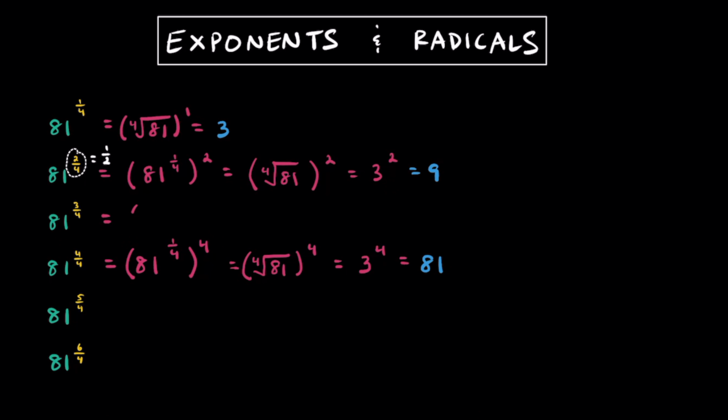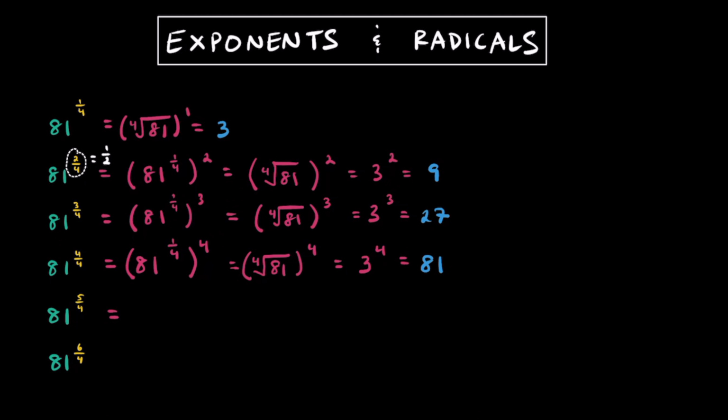Now let's look at this 81 to the 3/4 power. Again, let's rewrite it as 81 to the 1/4 power, but then raise it to the 3rd power. Okay, so 81 to the 1/4 power, that's really just the fourth root of 81, and we can raise that to the 3rd power. So the fourth root of 81, as we've done a few times now, is equal to 3. And 3 to the 3rd power, that's going to equal 27.